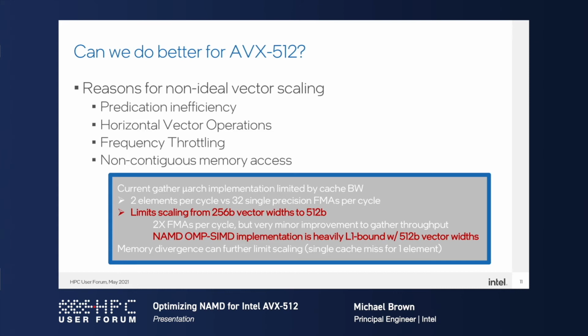This can be significant because current gather implementations are limited by the cache bandwidth. So we gather 2 vector elements per cycle versus doing 32 single precision FMAs per cycle. This can limit scaling from 256-bit vector widths to 512-bit. We get twice as many FMAs per cycle, but only a marginal improvement in the gather throughput. And as a result, the NAMD OMP SIMD implementation is heavily L1 bound with 512-bit vector widths.